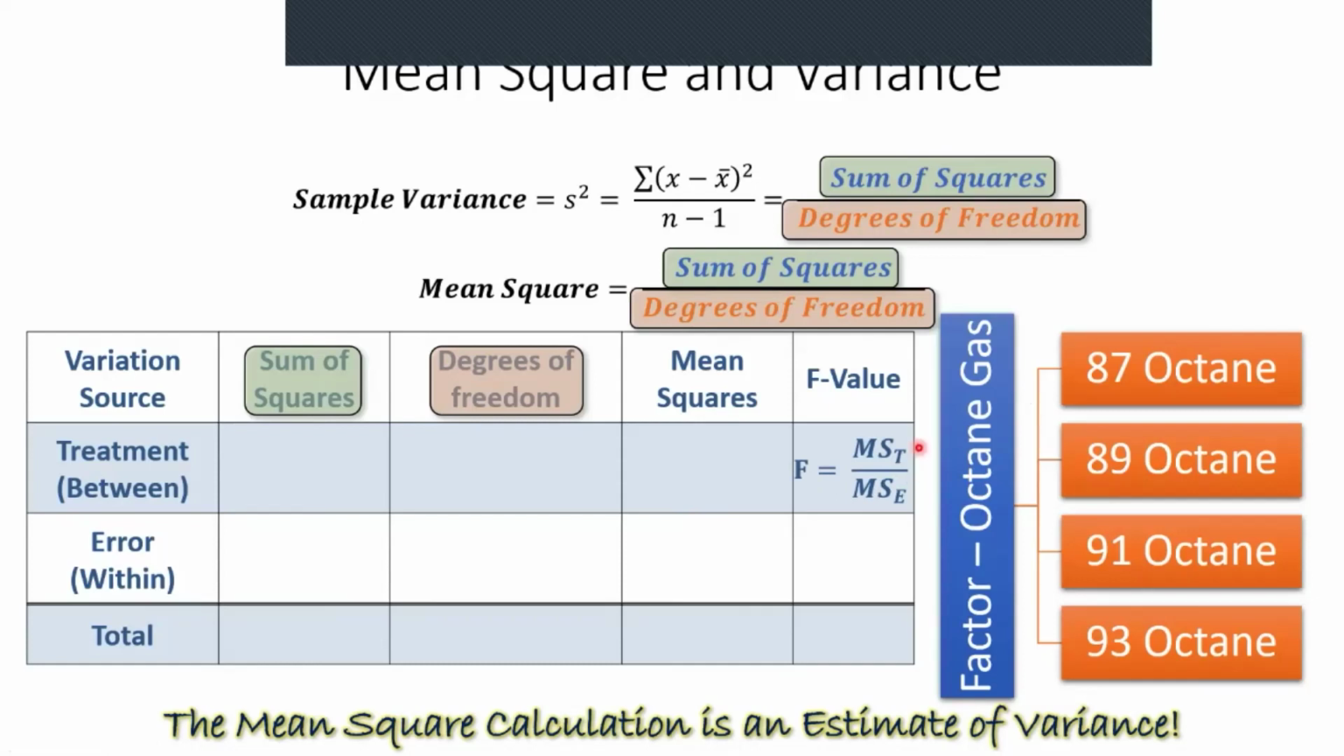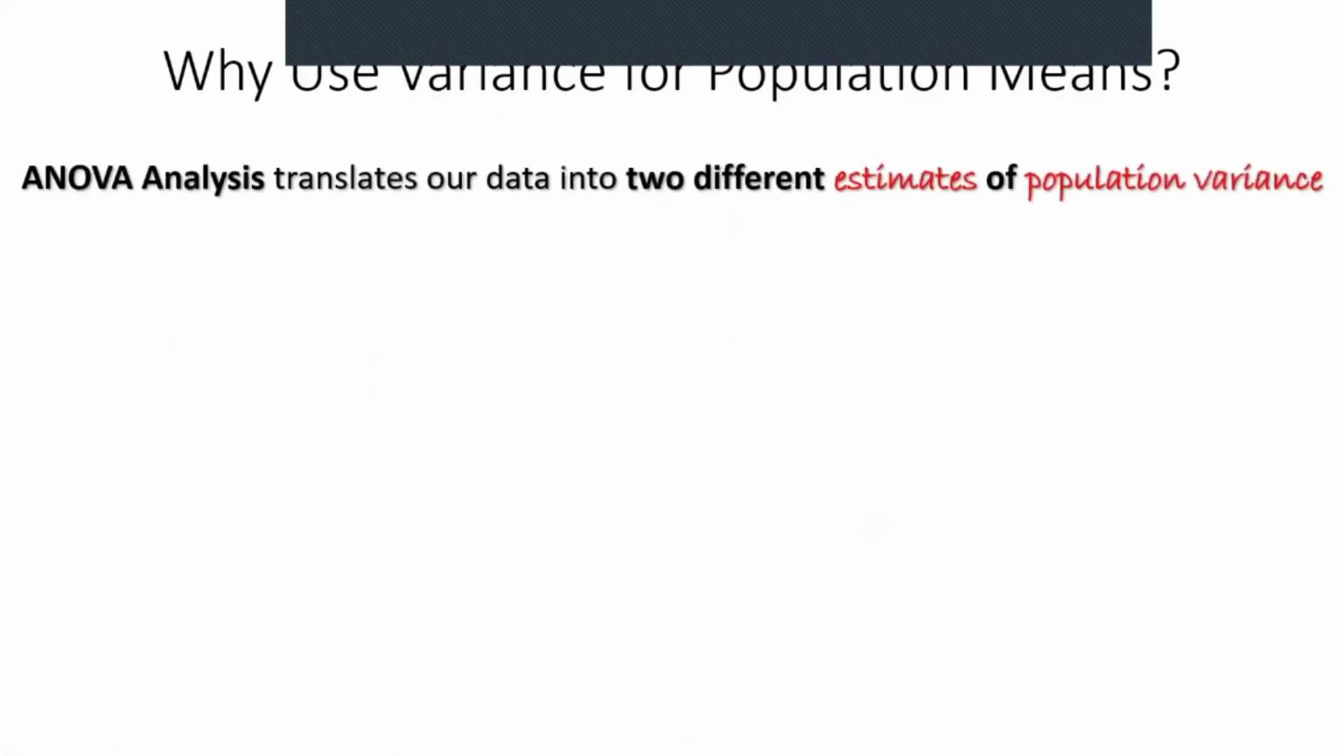It's an estimate of variance. And when we calculate two different estimates of variance, it allows us to take this F value, the ratio of the mean square of the treatment relative to the mean square of the error. Now, at this point in the lecture, the most common question I always get is, Andy, the null hypothesis was about mean values. Why do we use a variance calculation when what we really care about are the mean values? Okay, so let me explain that now.